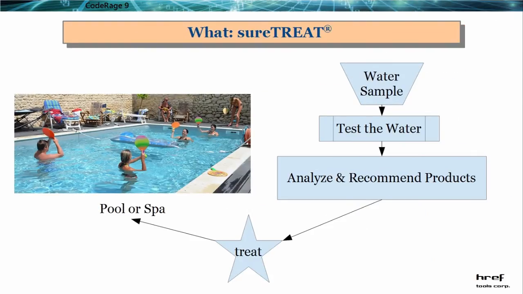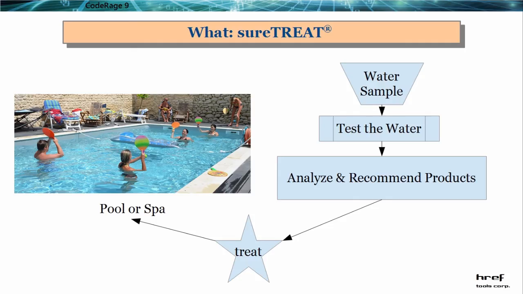The SureTreat ecosystem is complex. However, we can start with a simple overview. It starts with a water sample taken from the pool, which is then tested chemically. An expert system analyzes data about the pool in conjunction with those water test values and recommends specific actions to fix problems and maintain optimal water quality.